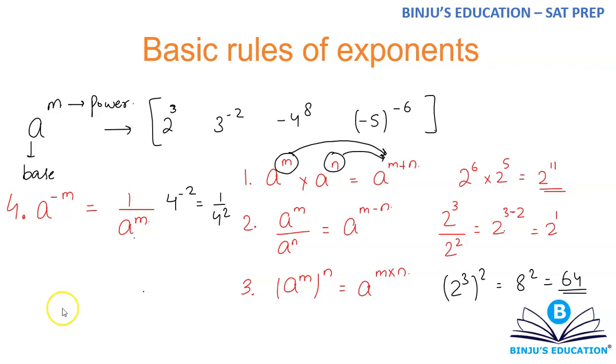Fifth one, if you write something as mth root of a, like you must have seen square root of some number or cube root of some number or fourth root of some number or 10th root of some number. So mth root of a can be rewritten as a to the power 1 over m. For example, if you write the fourth root of 5, that is 5 to the power 1 by 4.